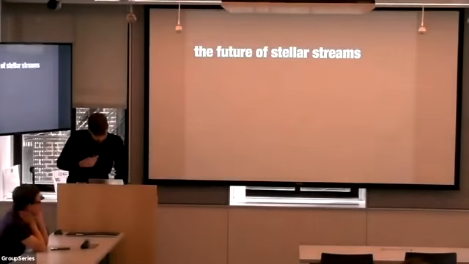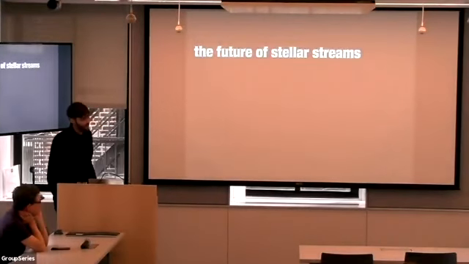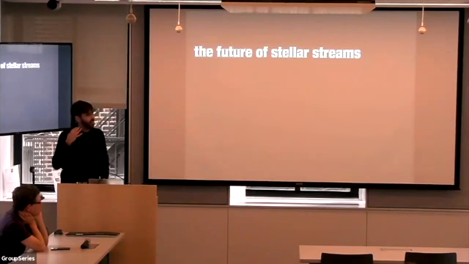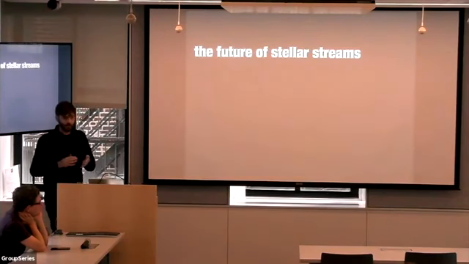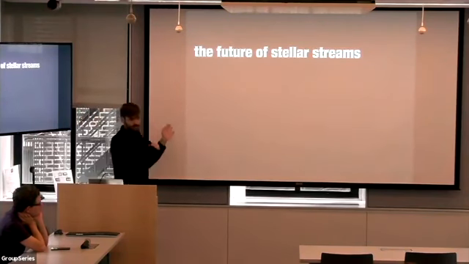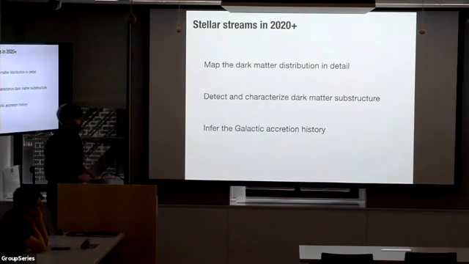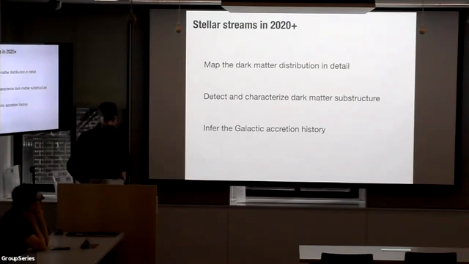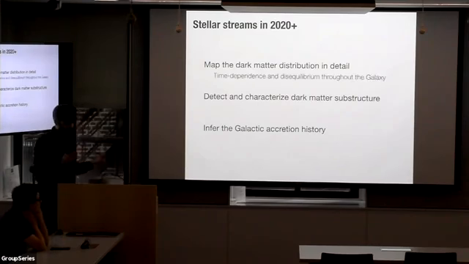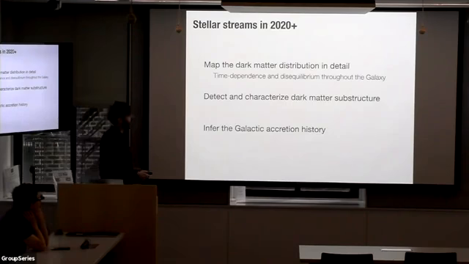So in the last few minutes that I have, I want to briefly mention what I see as sort of the future of stellar streams research, and at least as they connect back to the goals that I initially laid out. So if we go back to those goals, so we want to map the dark matter distribution in detail, we want to detect and find dark matter subhalos around the Milky Way, and we want to be able to infer the accretion history of our galaxy. One of the things that we've learned is that things are a lot more complex than we thought, sort of 10 or 20 years ago.